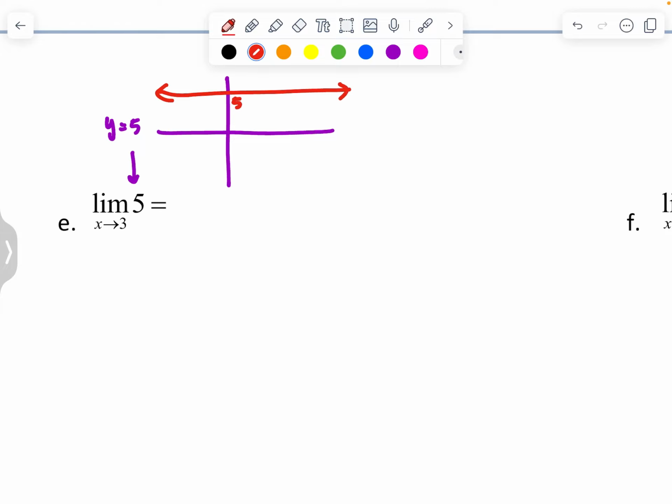Now, if we approach, for instance, 3 from both directions, the limit approaches 5 in both directions, from the left and the right. So no matter what on this graph or on this limit, the limit will be approaching 5. That will always be the case because there's nothing to substitute in. The limit as x approaches 3 will be 5. It doesn't matter what the x is, it will always approach 5.